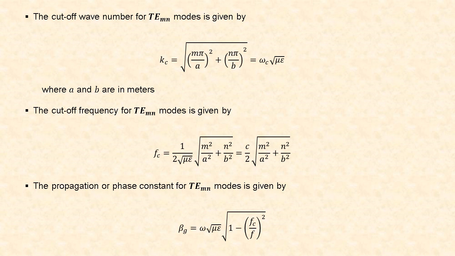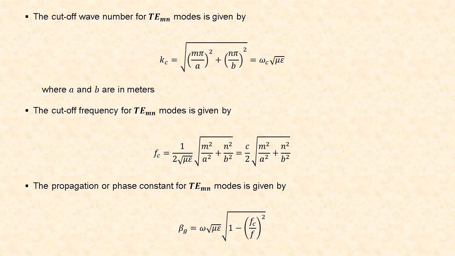in meters. Next, the cutoff frequency for TE mode is given by fc = 1/(2 root of μ into ε) square root of (m²/a² + n²/b²). This is equal to c/2 square root of (m²/a² + n²/b²), since 1/root of μ into ε is equal to cd, that is the phase velocity in an unbounded dielectric, and cd will be equal to c for a hollow rectangular waveguide.